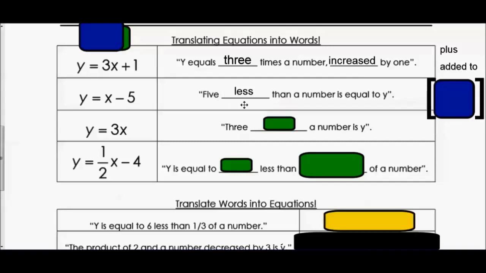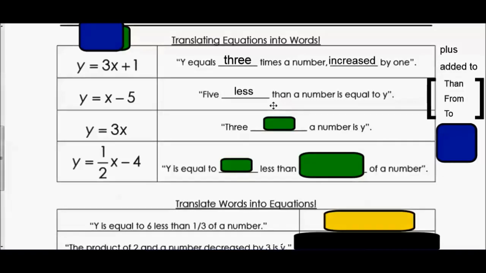So some English words and some English phrasings just tell us that we need to flip our terms around. Less than, more than, subtracted from, or added to are all phrases that we need to look out for. From, then, and to are the 3 words that we need to look out for. Those all tell us that we need to switch those 2 terms. And it's always the 2 terms that it's directly talking about.